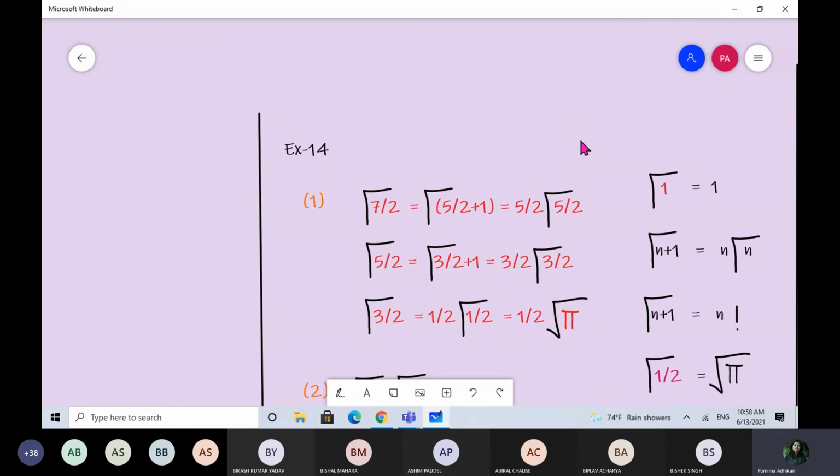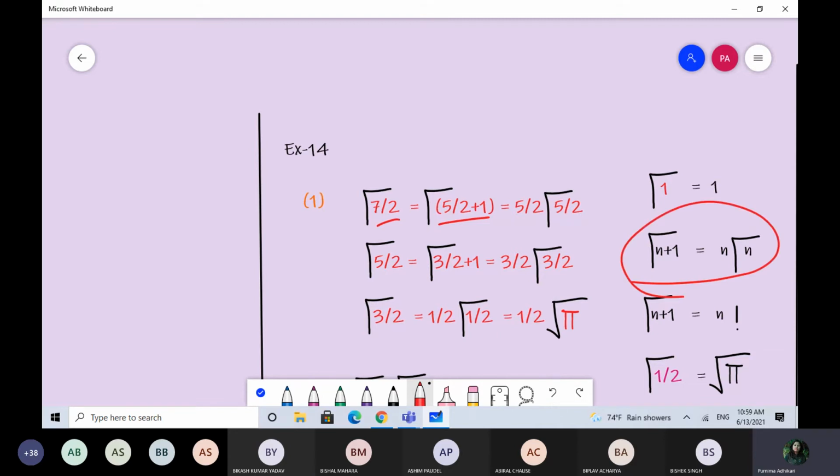Okay, so I've taken these properties parallel to this one. Now you see, what is gamma n plus 1? You remember gamma n plus 1 is n times gamma n. We also did the proof. So let's use it here. First of all, you have to find gamma 7 by 2. Gamma 7 by 2 can be written as 5 by 2 plus 1. And by this property, n plus 1 gives n gamma n, so 5 by 2 plus 1 is 5 by 2 gamma 5 by 2. Is this one satisfied? Yes, ma'am. Okay, next.